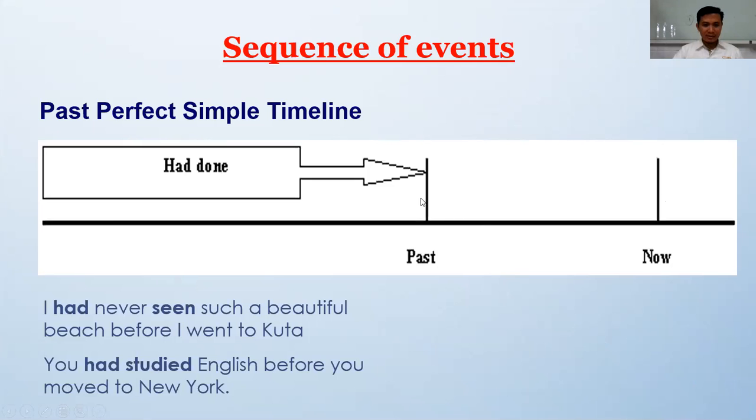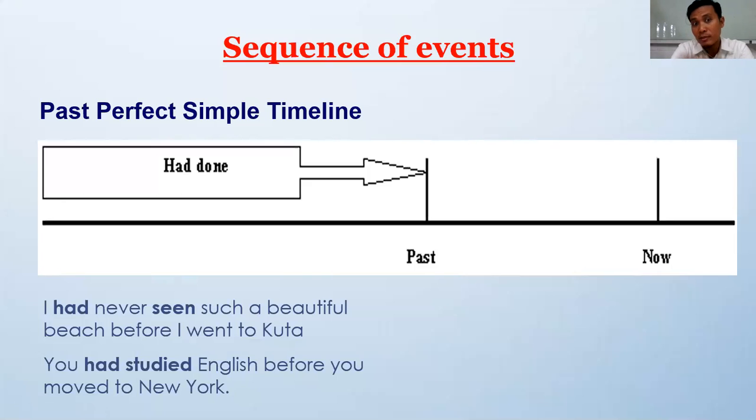Here in the past, yeah. And then you had studied English here. So which one happened? Which is the first action? You studied English or you moved to New York? Studied English, sir. Yeah, okay. It means before you move to New York, you had studied English. Okay, you had studied English before you moved to New York.